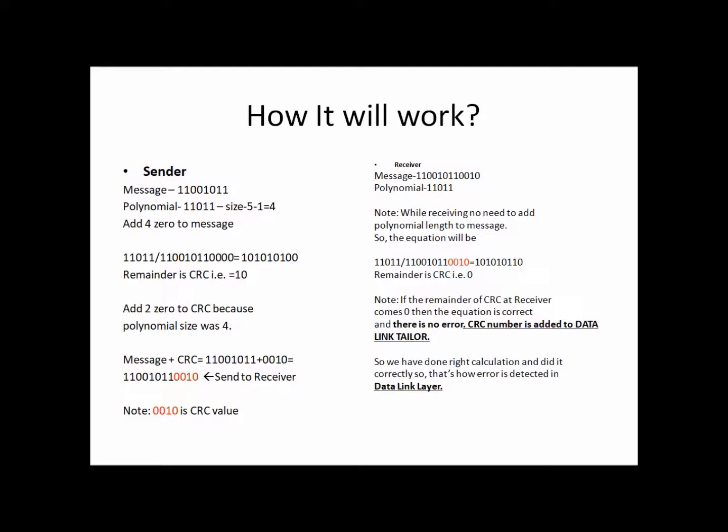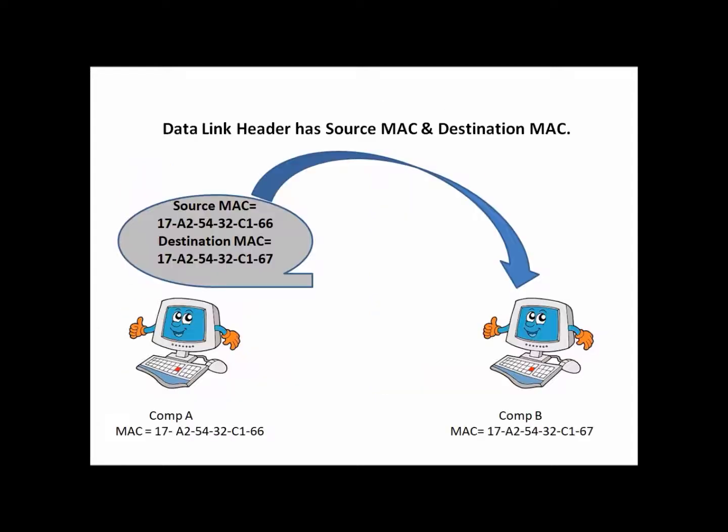As I told you in my previous video of the network layer, the data packet from the network layer will be converted into the frame with the help of the data link header and the data link tail. That data link header will have the MAC addresses, the source MAC and the destination MAC, and the tail will have the CRC number. So that's how the data link layer works, and that's how the data link layer calculates the error.